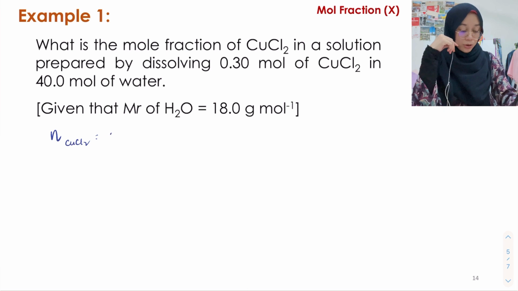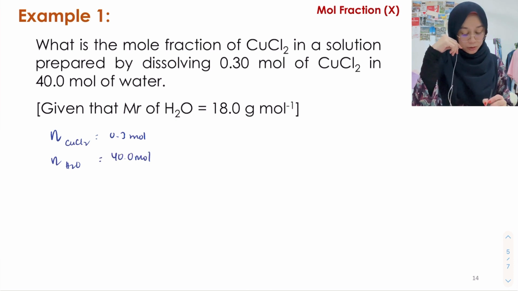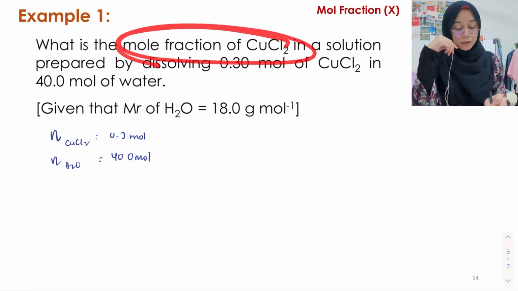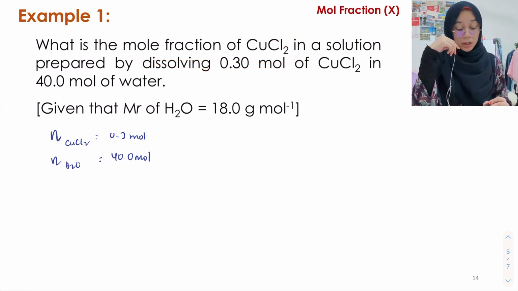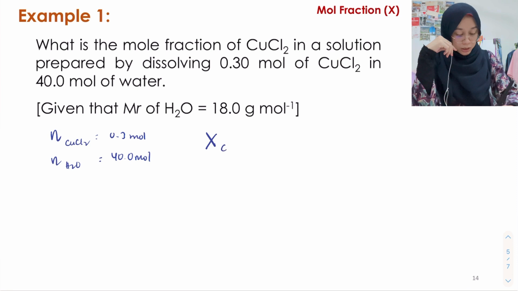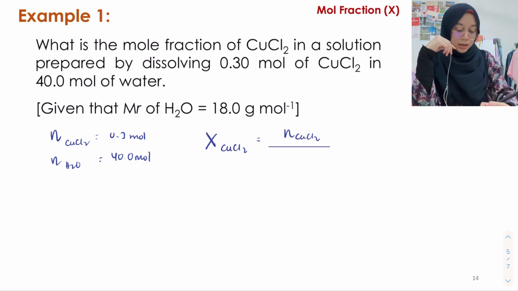Look, class, there are only two components in this. We have CuCl2 and also water, and the water is 40 mole. You are asked to look for specifically the mole fraction of CuCl2. If it asks for the mole fraction of water, that is also possible actually. So for the mole fraction of CuCl2, you will need the mole of CuCl2 divided by the mole of CuCl2 plus the mole of water.